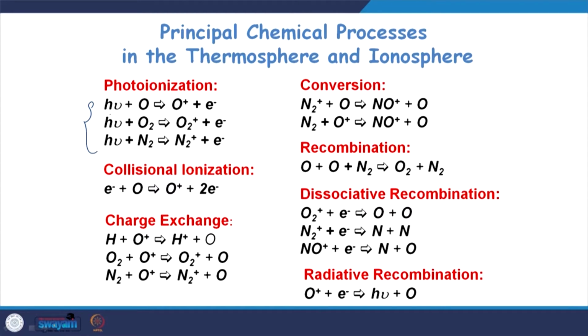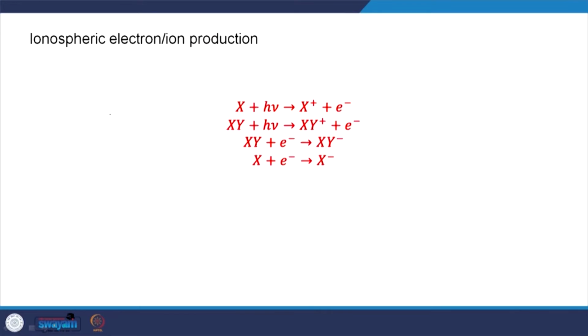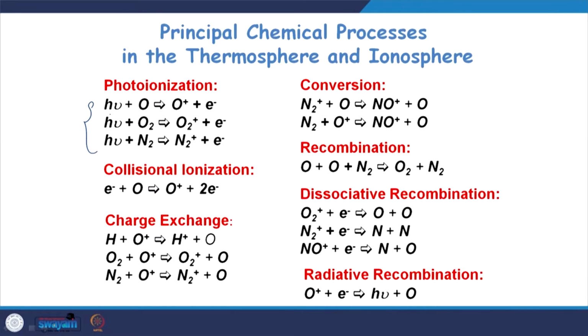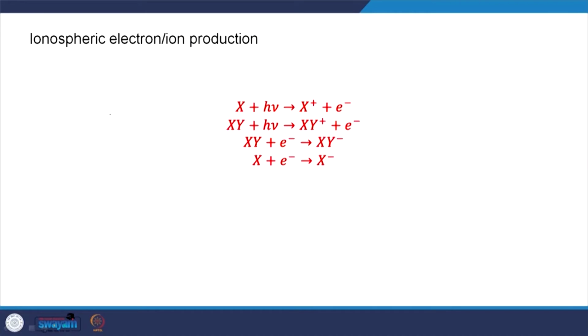So it may so happen that in the topmost part of the ionosphere, at 250 kilometers or 200 kilometers, if the particles have enough amount of energy, they will simply ionize, giving you ions. Okay, now generally, combining all these processes, the basic way in which ions or electrons can be produced is a neutral species and an energetic photon giving you a positive ion and an electron. This is the most common process.